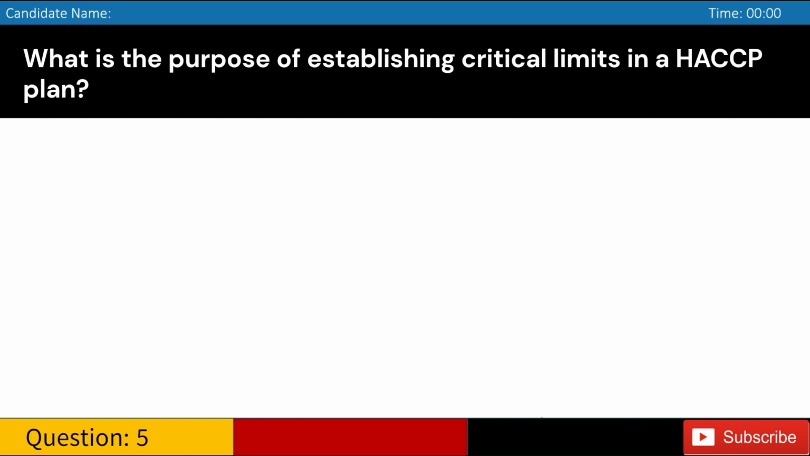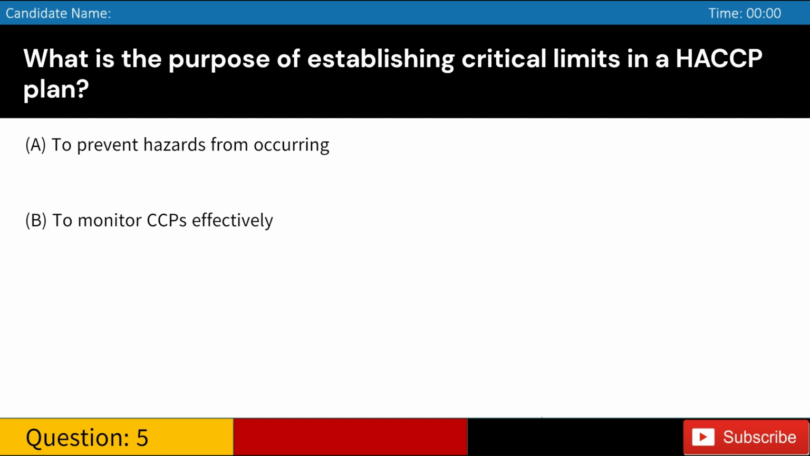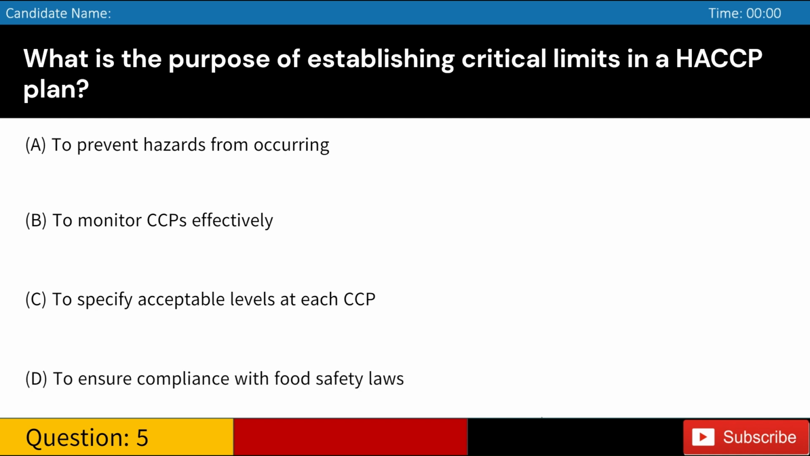What is the purpose of establishing critical limits in a HACCP plan? A. To prevent hazards from occurring. B. To monitor CCPs effectively. C. To specify acceptable levels at each CCP. D. To ensure compliance with food safety laws. Answer C. To specify acceptable levels at each CCP.